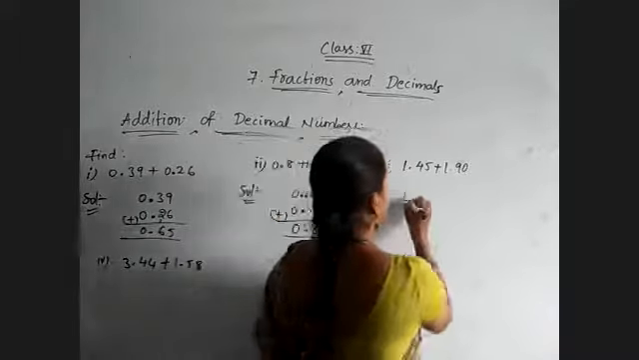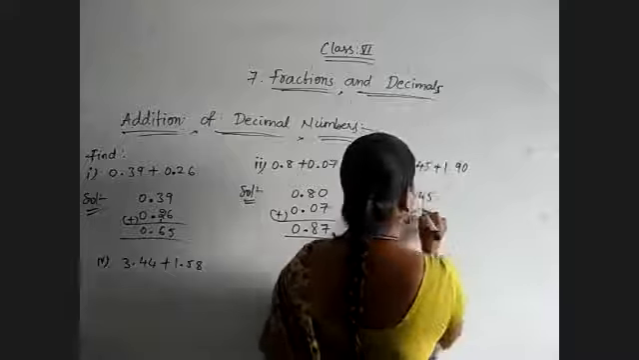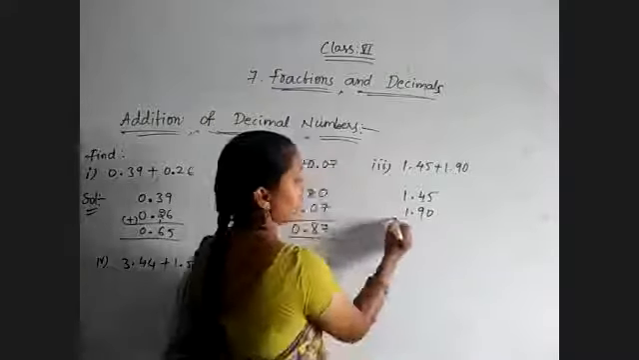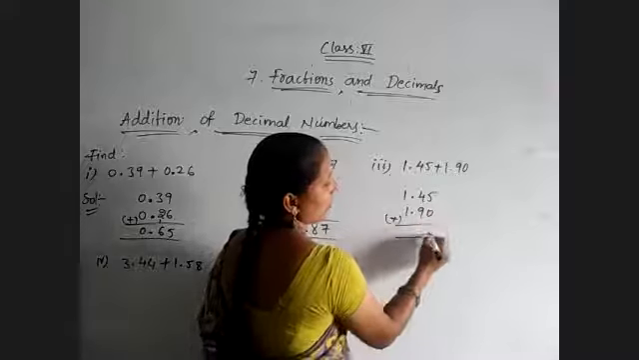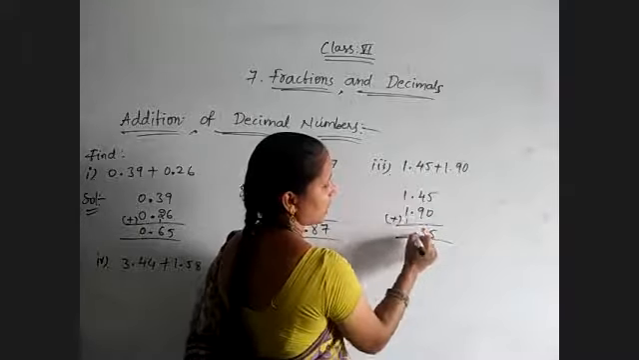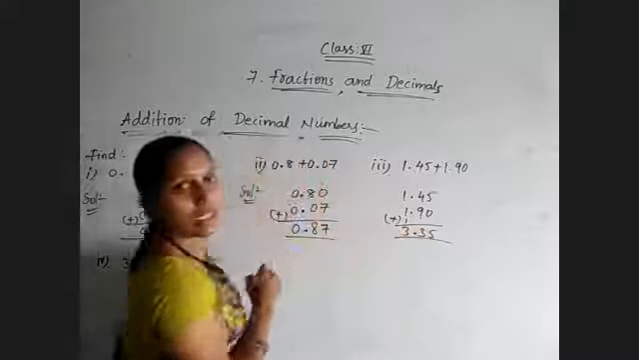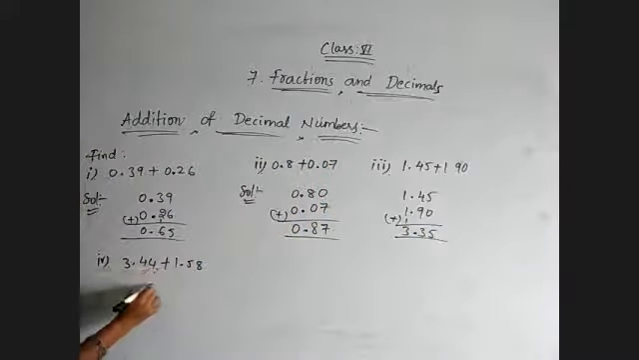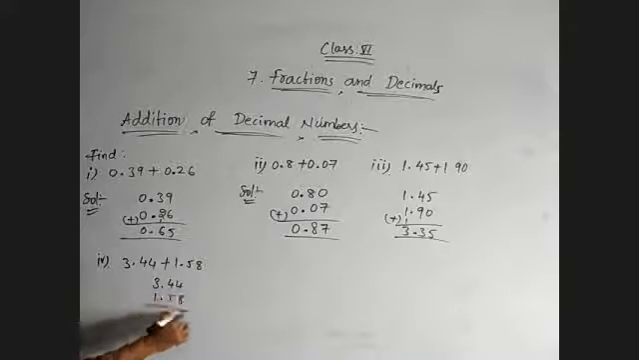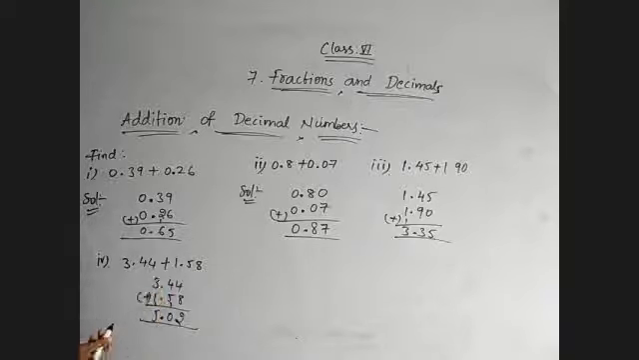And then 1.45 and 1.90. Here also like decimals. 5 plus 0 is 5, 9 plus 4 is 13, so 1 will come here and carry, and the sum is 3.35. Now coming to this one, 3.44 and 1.58. Like decimals, simply. 8 plus 4 is 12, 6 plus 4 is 10, 3 plus 2 is 5. 5.02. That's all.